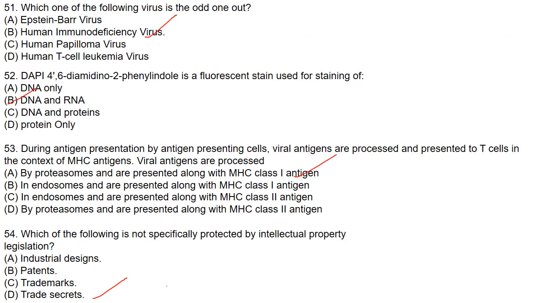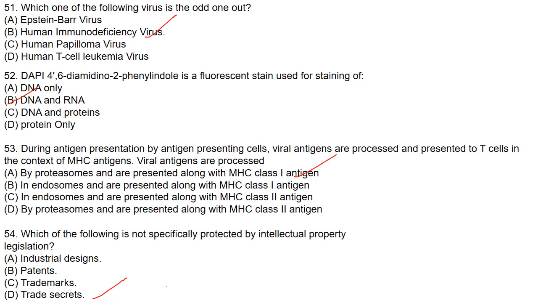The next one. Which one of the following viruses is the odd one out? So it is human immunodeficiency virus. Why? Because it is the only virus that doesn't cause cancer directly, whereas all the other viruses are directly involved with cancer. The next one. DAPI, 4,6-diamino-2-phenylindole, is a fluorescent stain used for staining of. So it is used for staining of both DNA and RNA. So DAPI will also bind RNA, though it is not as strongly fluorescent. So the answer is DNA and RNA, option B.